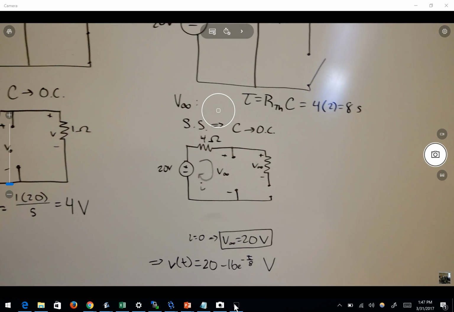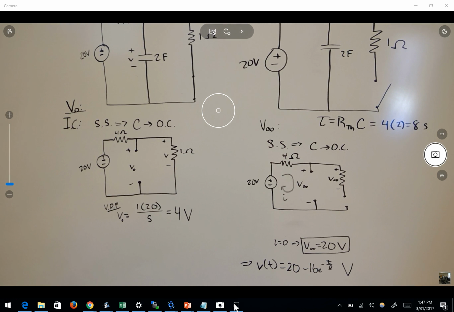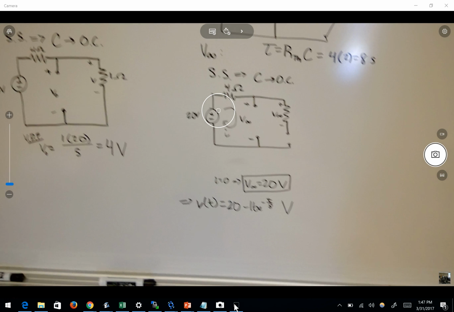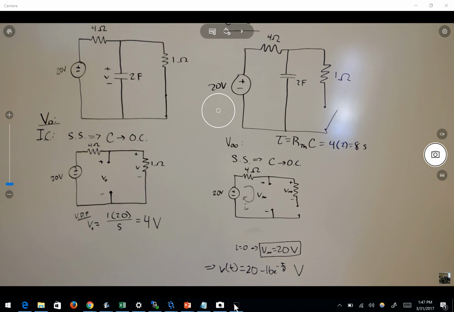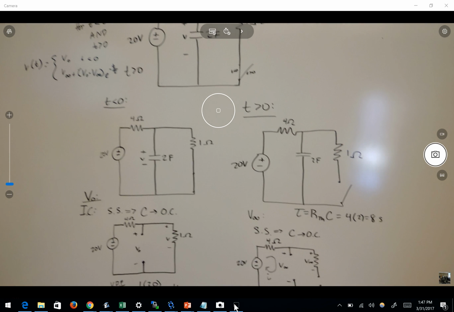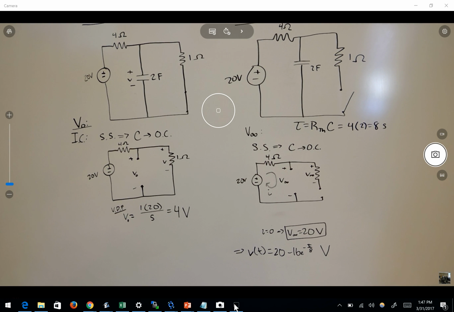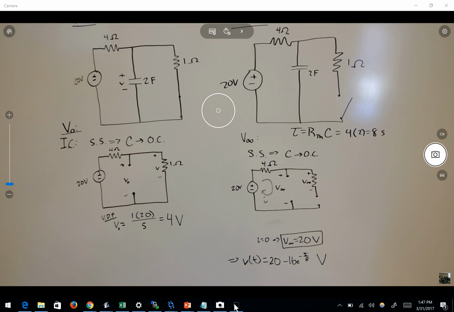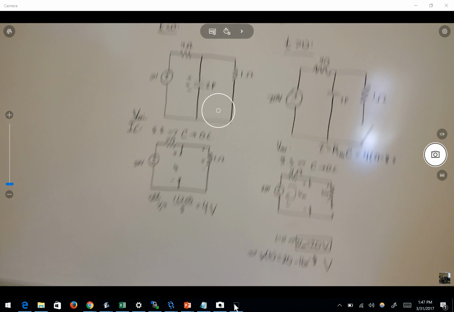So you got the final value was 20 volts, right? And the initial value was 4 volts, right? Yeah. Okay, and the time constant was 8, 4 ohms times 2 farads. Yeah, good. So that means it's 20 plus V0 minus V infinity, which is minus 16. Yeah, I like that. You agree? Yeah, okay. I'll have to send out a correction there.